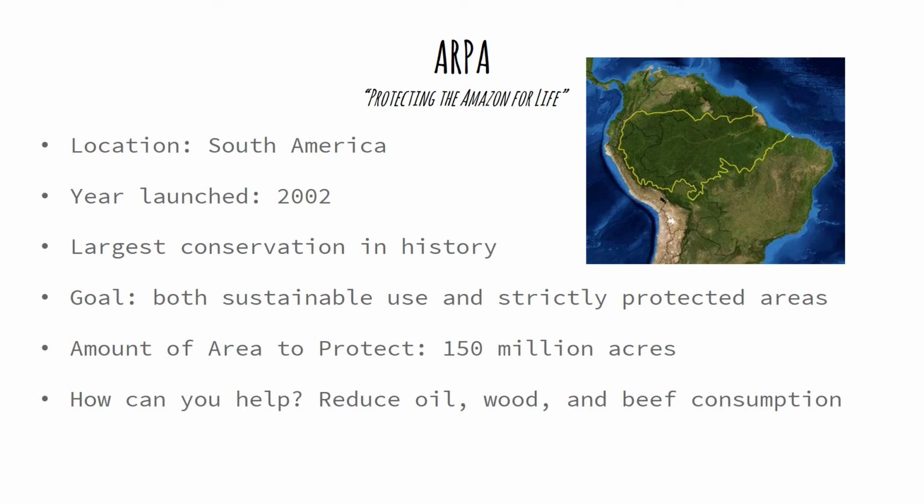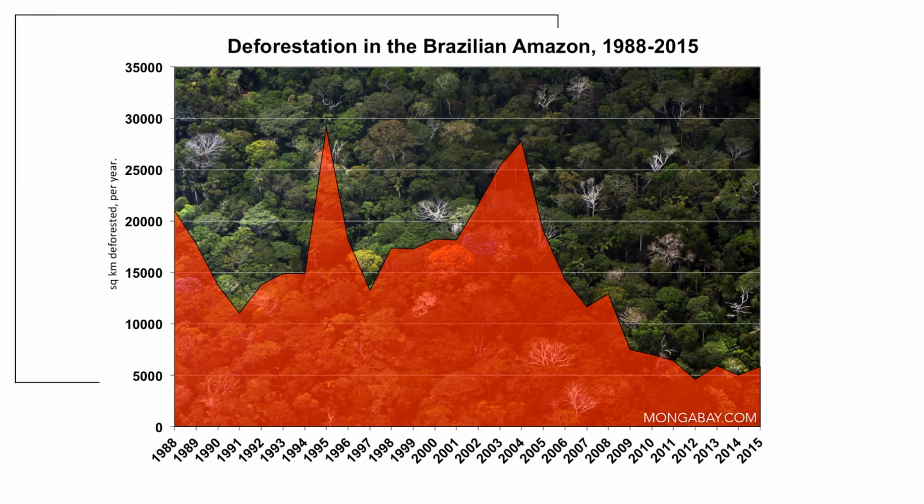Ways you can help include reducing your oil, wood, and beef consumption. The graph shows how heavily the forest was previously relied on for economic purposes. The trend after 2004 starts to decline at a pretty fast rate, and since then has stayed pretty low. The conservation plan is seeming to have positive results.